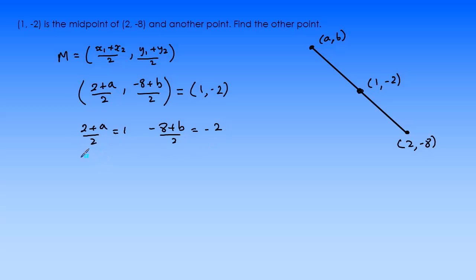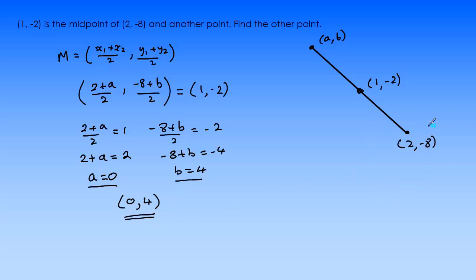Multiplying both sides by 2 gives me 2 plus a is equal to 2, and that must give me that a is equal to 0. And then over here, multiplying both sides by 2, negative 8 plus b is negative 4. Add 8 to both sides, b is equal to 4. So that tells me that the point is (0, 4).